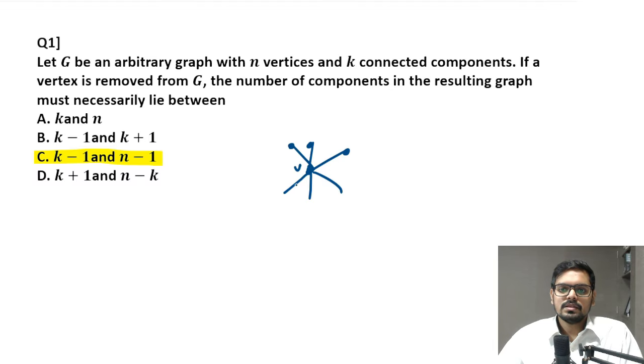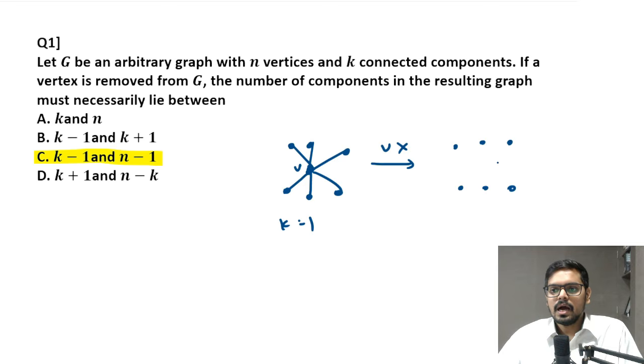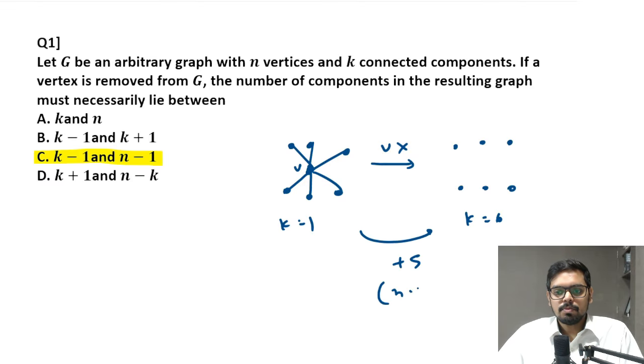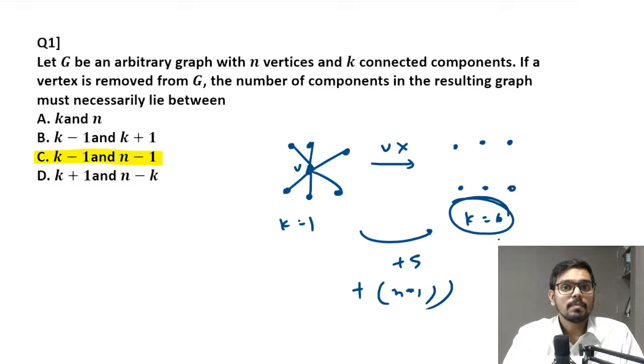If I remove the center vertex v, what will happen? Sir, the resultant would look like this. Earlier k is 1, only one connected component. Now there are 6 components, increased by 5. Actually, if you see, it increased by n minus 1. Since earlier we had 7 vertices, now we have 6 vertices, right? So k is 6, the k value is n minus 1, that is the maximum. Not k plus 1. Check, is it k plus 1?